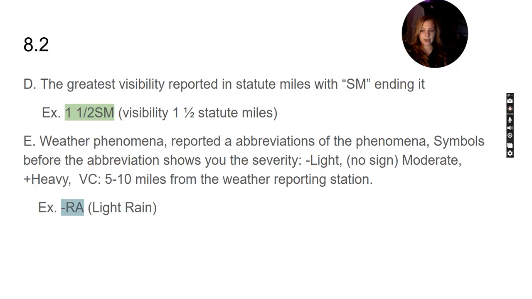It's usually within 5 to 10 miles from the reporting station that these phenomena are happening, or if it has the VC. I don't remember, gang, but whatever. So, anyways, a minus RA: RA stands for rain, and since there's a minus right there, that means it is light in the severity ranking.